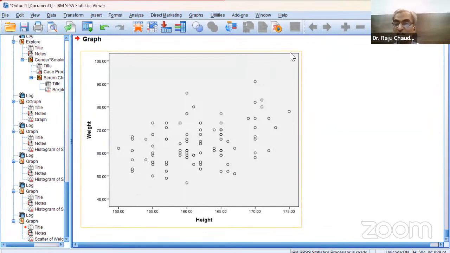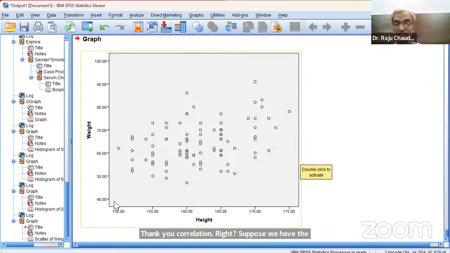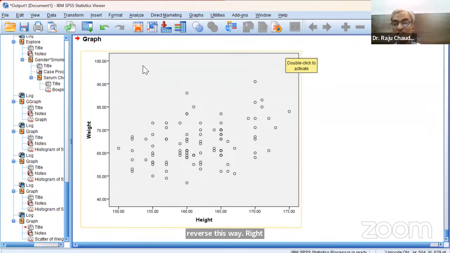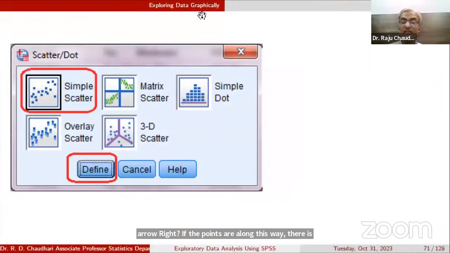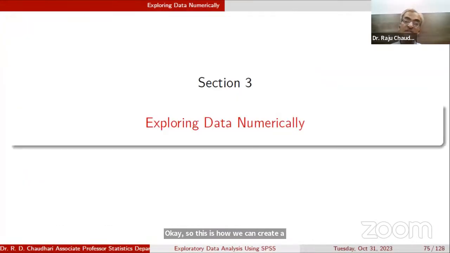So if the points are along this side, that means as you move from left to right, height increases, weight also increases, right? So that is positive correlation, right? Suppose we have the reverse, this way, right? Up diagonal. This is the principal diagonal. This is the non-principal diagonal, right? From this mouse arrow, right? If the points are along this way, there is a negative correlation. Okay. So this is how we can create a scatter plot.